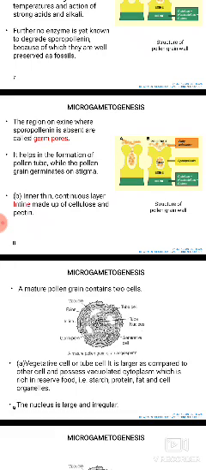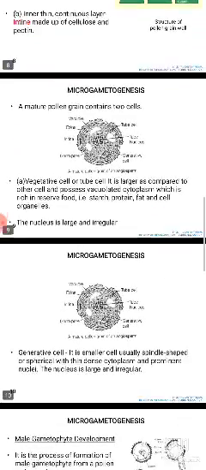A mature pollen grain consists of 2 cells, the first being a vegetative cell or tube cell. It is larger as compared to the other cell and possesses vacuolated cytoplasm which is rich in reserve food, that is starch, proteins, fats and cell organelles. The nucleus is large and irregular.